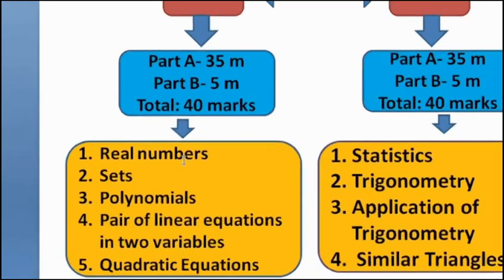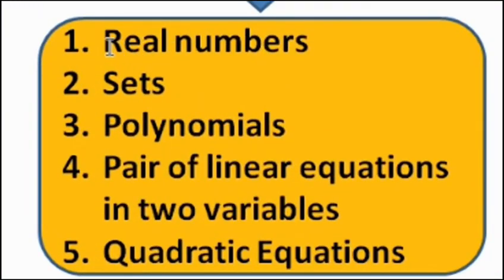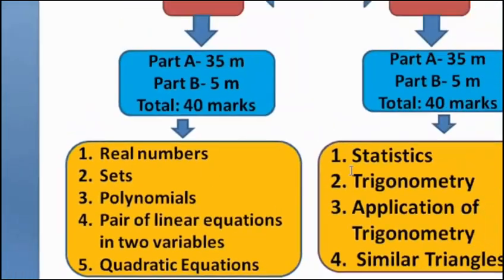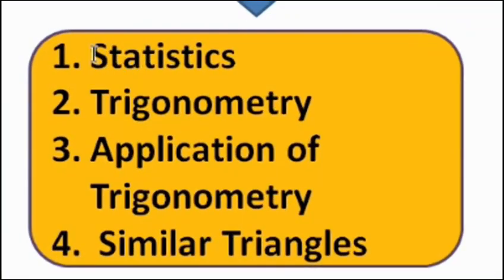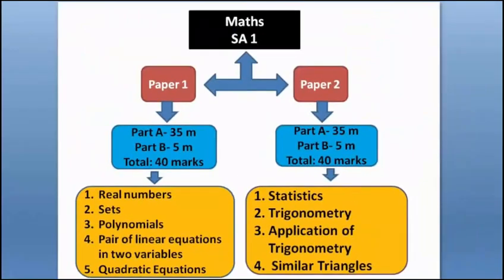Paper 1 has 5 chapters, and the names of the chapters are real numbers, sets, polynomials, pair of linear equations in two variables and quadratic equations. And paper 2 will have 4 chapters. The names of the chapters are statistics, trigonometry, application of trigonometry and similar triangles. Now we will see the paper 1 and paper 2 question papers along with their solutions.